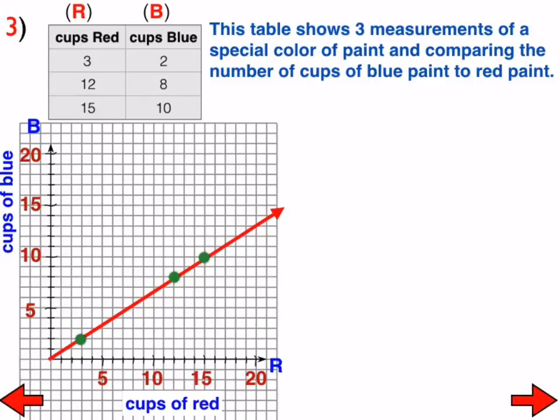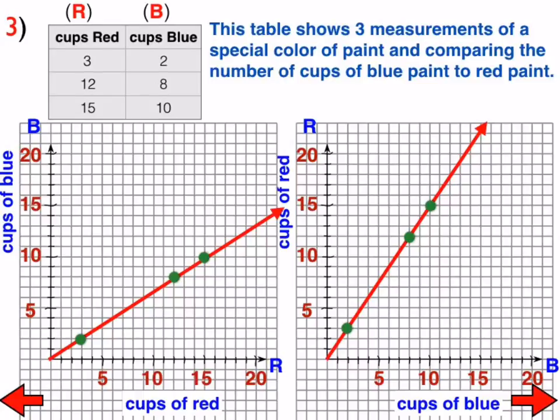Notice that the cups of red paint represents the input because it's on the input axis. Cups of blue paint are on the output axis. Now, if you went the other direction, everything flips. The cups of blue paint now are the input axis. The cups of red paint are now on the output axis. The ordered pairs are all flipped as well. So instead of 3, 2, 12, 8, 15, 10, we end up with 2, 3, 8, 12, 10, 15. So notice that the graphs are basically just flipped versions of each other.